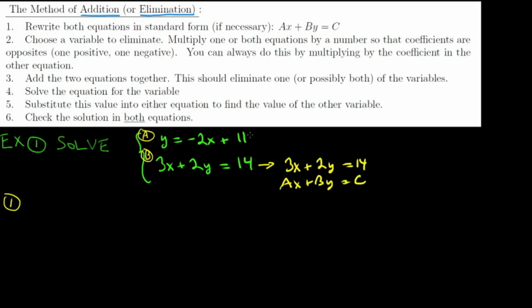However, the first equation is not in that form. The first equation is in the form y equals mx plus b, which is also an acceptable form, but not if you're solving the system using the method of addition. Okay, so the first step is, how do we rewrite this equation, y equals negative 2x plus 11, in the standard form, or the general form, ax plus by equals c.